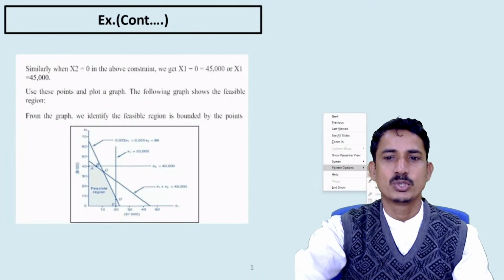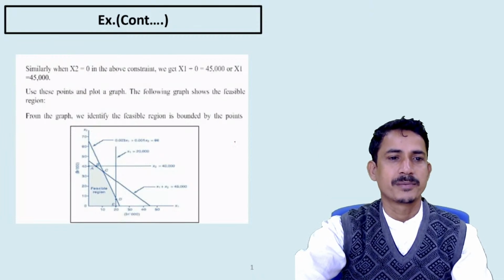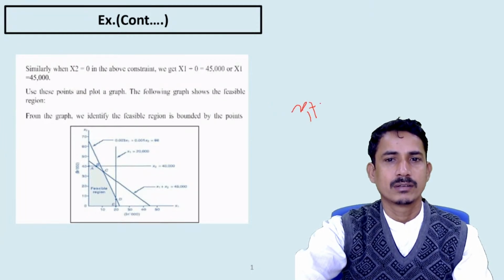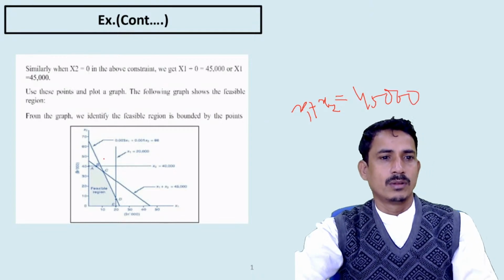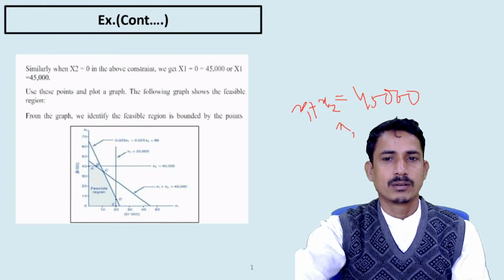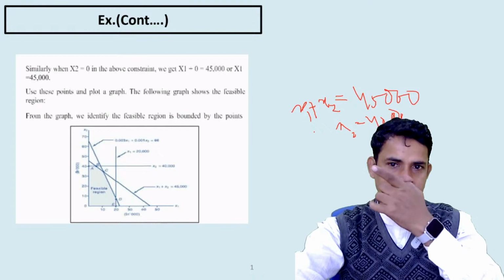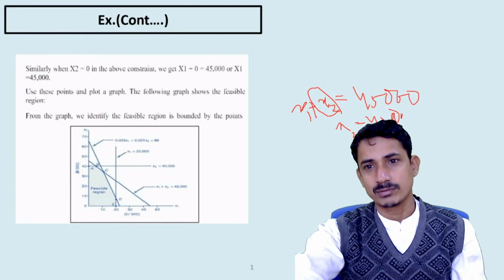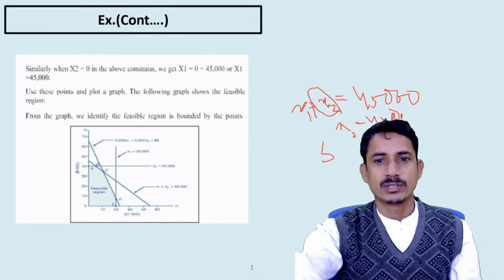That point is the intersection of which two lines, that you have to define. For example, B point here is the intersection of two lines. One is x1 plus x2 is equal to 45,000. And the other is x2 is equal to 40,000. The x1 plus x2 is 45,000 and x2 is 40,000. If x2 is 40,000, what is x1? 5,000. The x1 is 5,000.